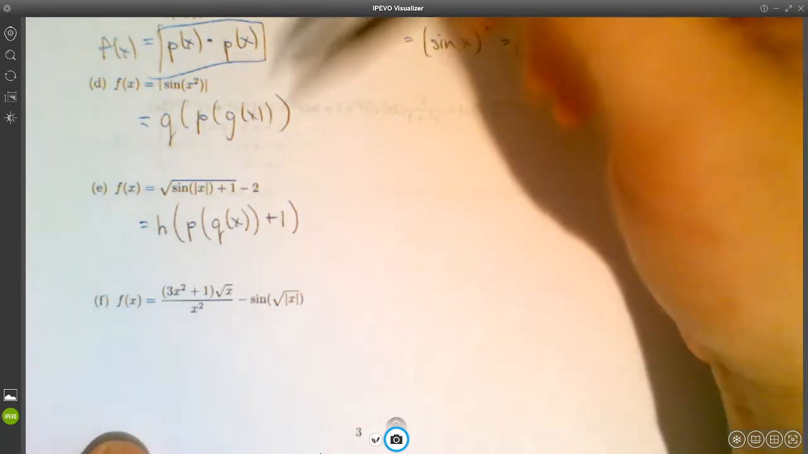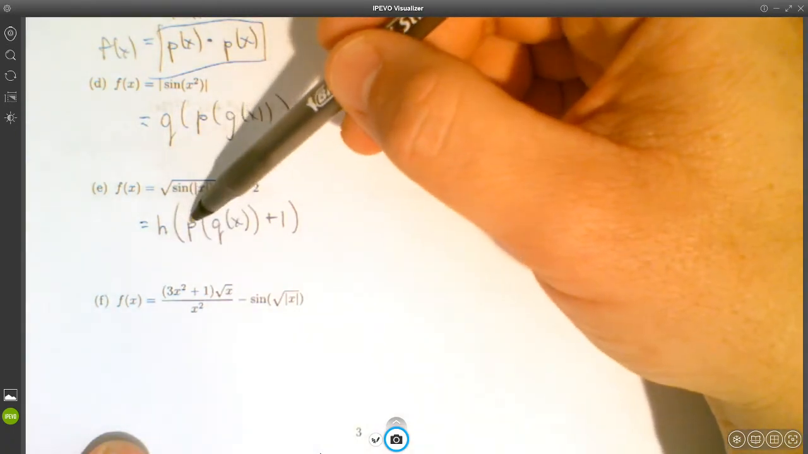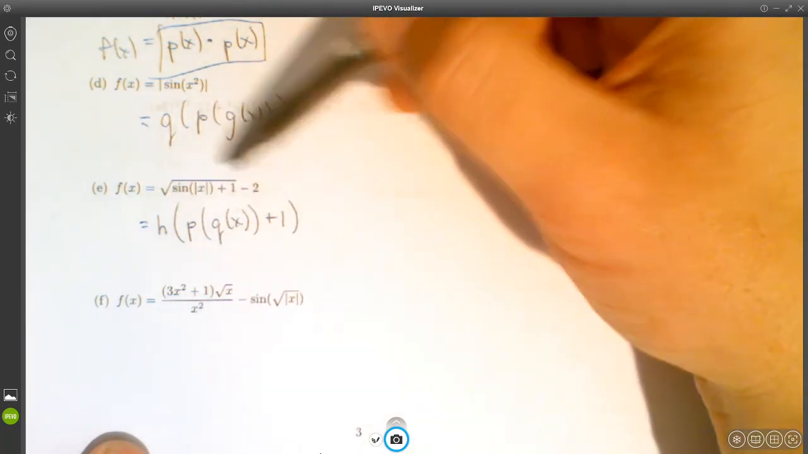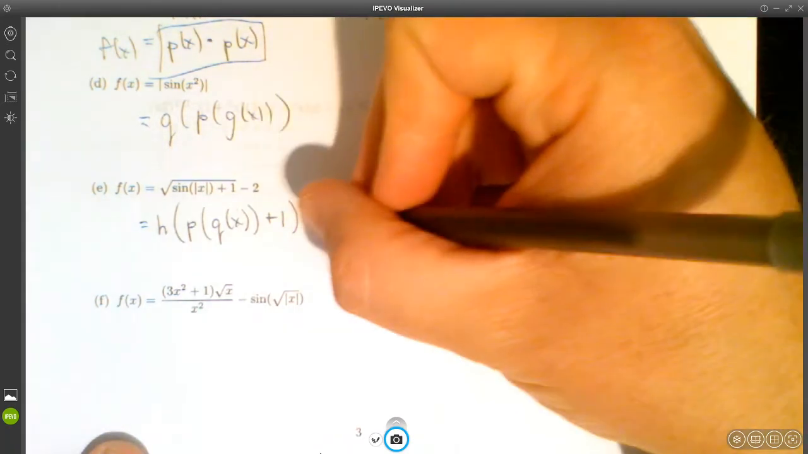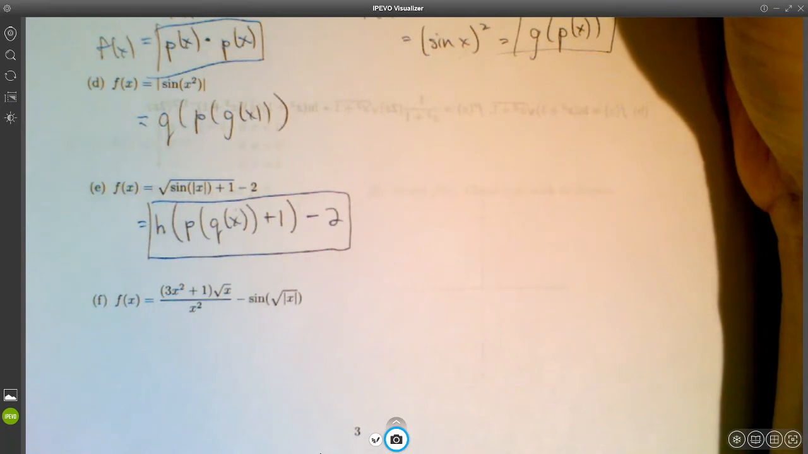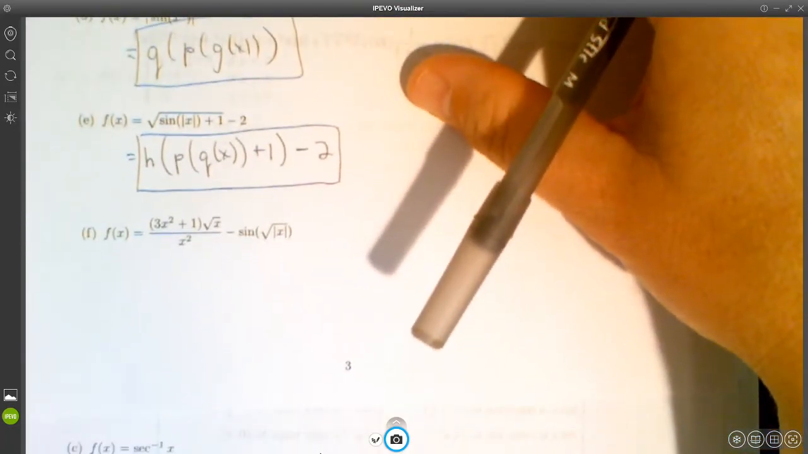Okay? So we've got the square root of sine of absolute value of x plus 1, right? So that takes care of the stuff inside of the square root. And then we're just subtracting 2 from that. So that's what that function looks like. Okay, last one. Give the video a pause, see if you can do part F.